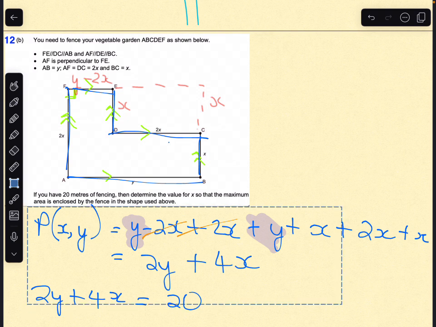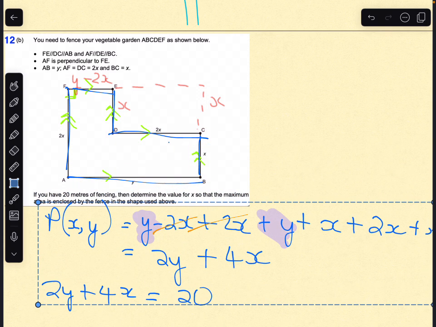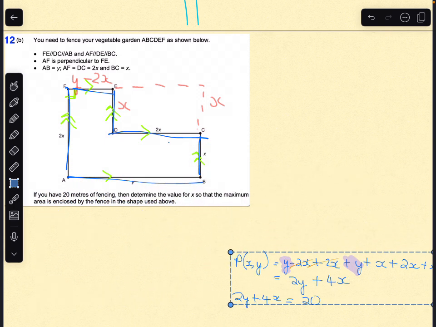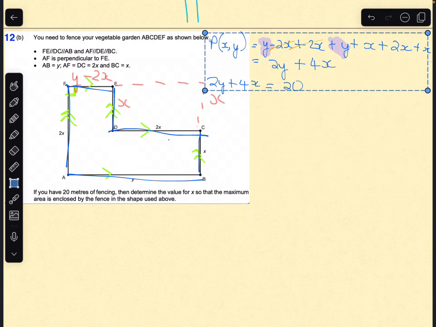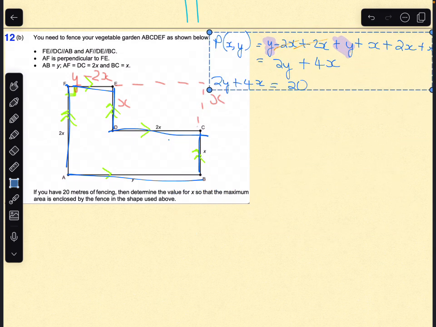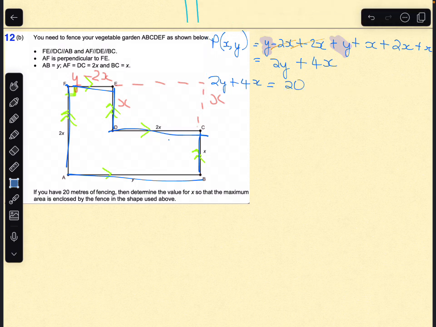I think it's fair to assume that the maximum area will occur with the maximum amount of fencing we can use. There isn't going to be a situation where somehow by using only 10 meters out of the 20, you end up with more area. I don't think that's feasible. Anyway, so 2y plus 4x must be equal to 20. So that's the first. Maybe simultaneous equations are coming somewhere, somehow.